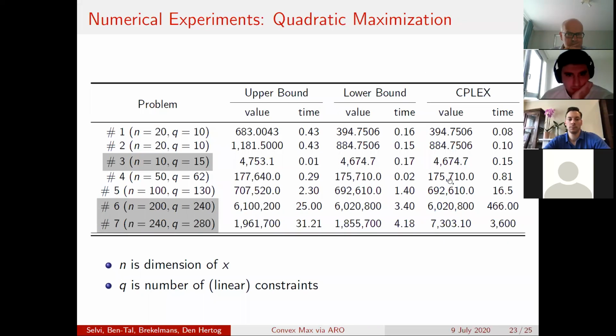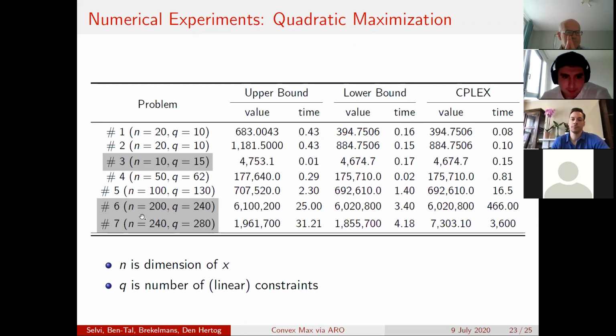Let us check problem 3. Here we have 10 variables and 15 constraints, so this is a small problem. In 0.17 seconds, we have the globally optimum lower bound, although we don't verify it because our upper bound has some gap here. And simplex also finds the global optimum value in 0.15 seconds. So here simplex works pretty well.